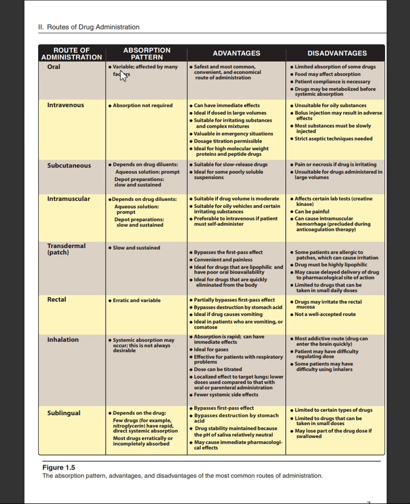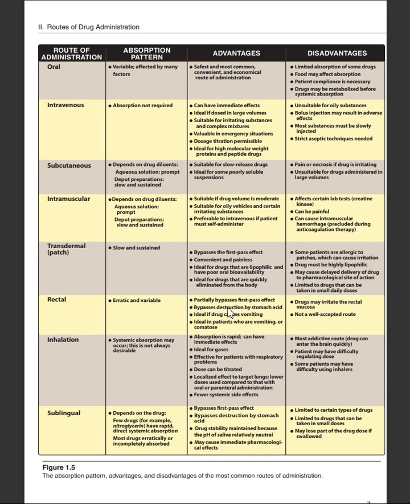It is variable. Absorption pattern is variable, affected by many factors. Advantages: safest and most common, convenient and economical route of administration. Disadvantages: it has limited absorption of drugs. Food may affect absorption. Patient compliance is necessary. Drugs may be metabolized before systemic absorption. Then we had talked about erratic and variable.